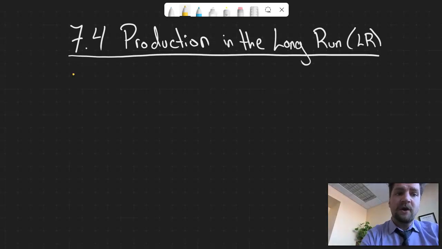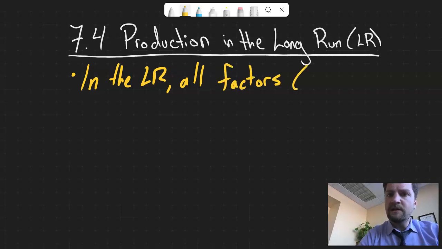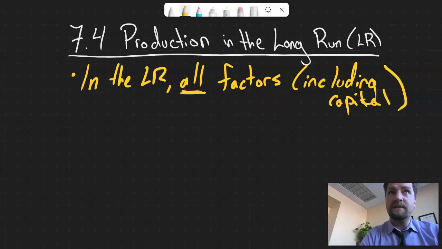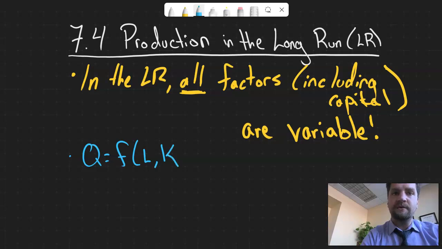Today we're going to be talking about production in the long run. So when we talk about the long run, what are we talking about? In the long run, all of our factors, all of our variables of production, including capital, all of these factors are variable. So instead of the production function being something that's just Q is equal to some function of labor, now we have Q is equal to some function of labor and capital.